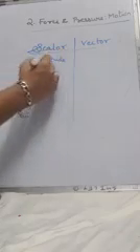Scalar means it only depends on the magnitude. Means what? Depends on the value. Vector, it depends on magnitude as well as direction.